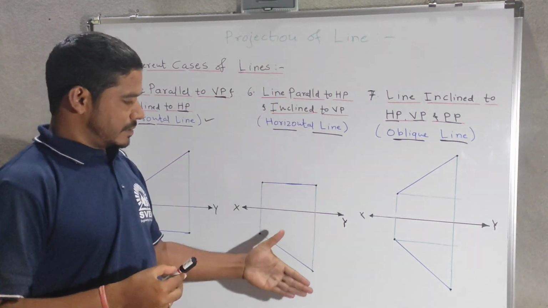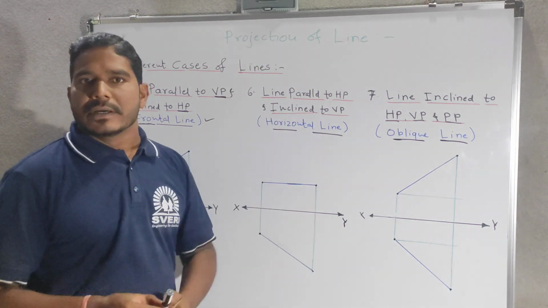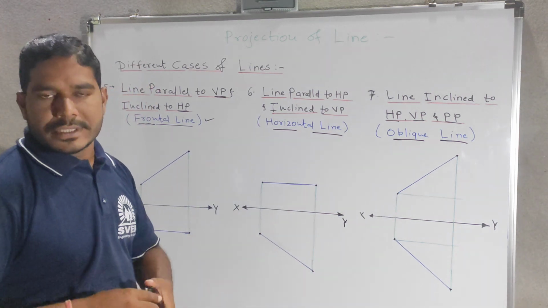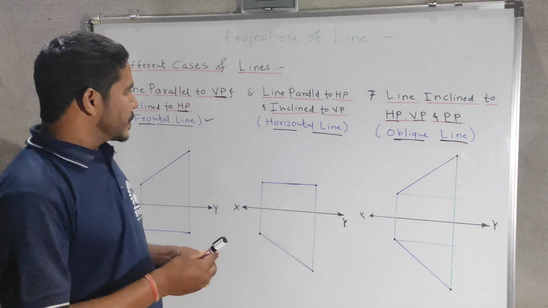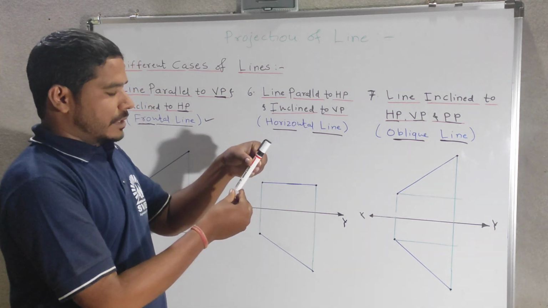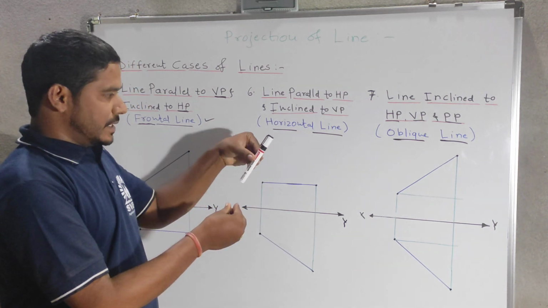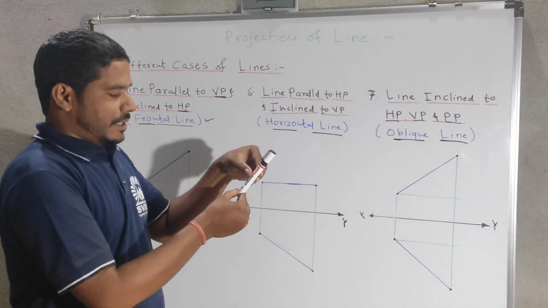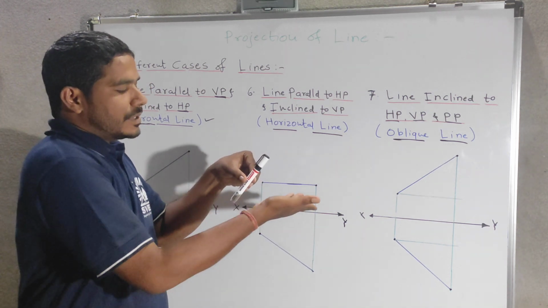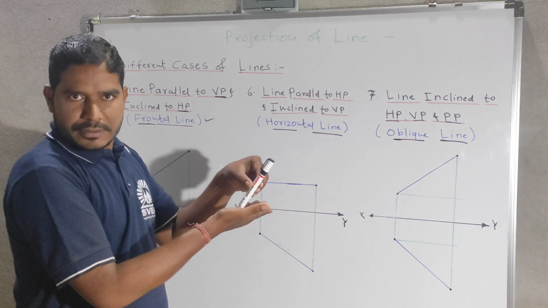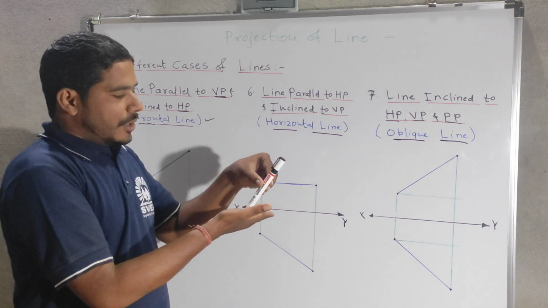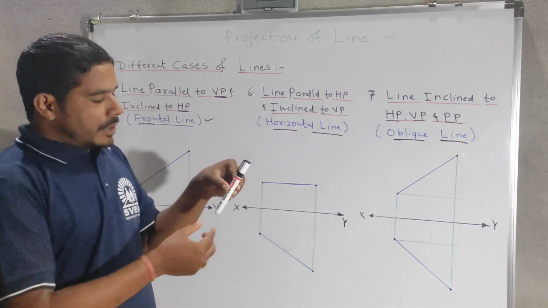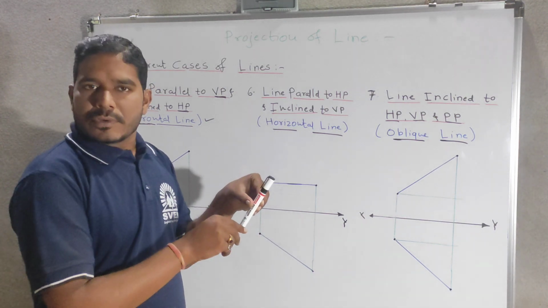Suppose you consider this whiteboard as a vertical plane and the floor as a horizontal plane. In this case it will be like this. The position of this line, as you will see, is parallel to the VP and inclined with respect to the HP. This is a frontal line. Now we have to draw its front view and the top view.